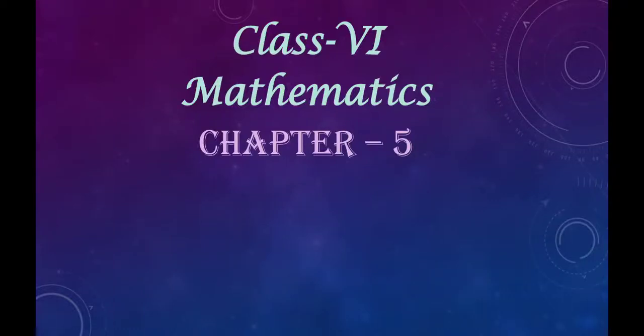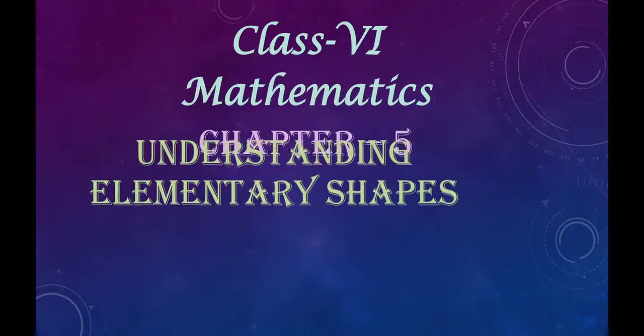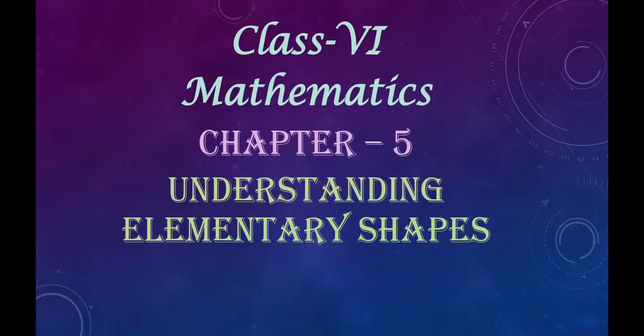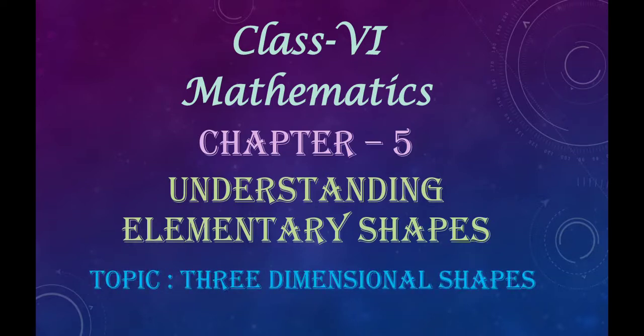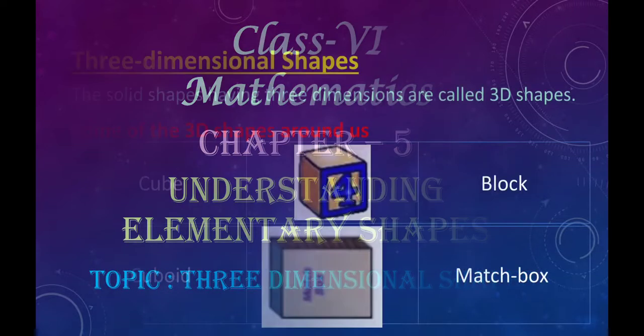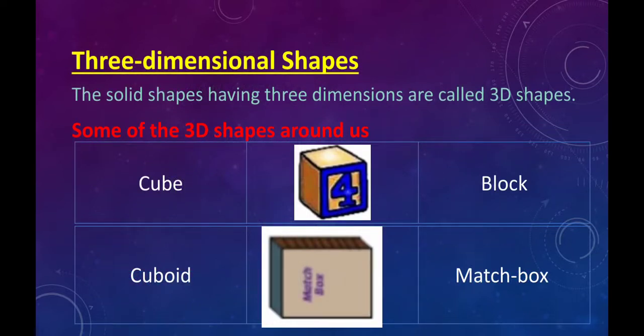Hello everyone, again welcome back to chapter number 5 of class 6 mathematics, that is understanding elementary shapes. And the topic we are going to discuss in this video is three-dimensional shapes. So now come to that one. The solid shapes having three dimensions are called three-dimensional space or 3D shapes.